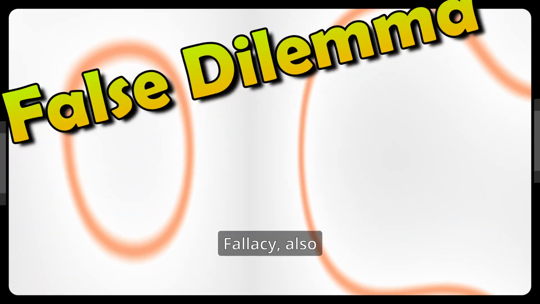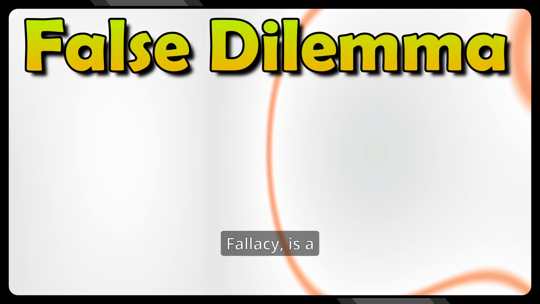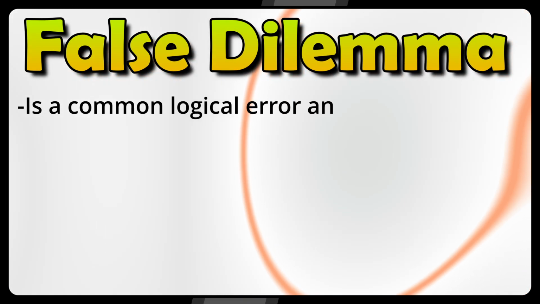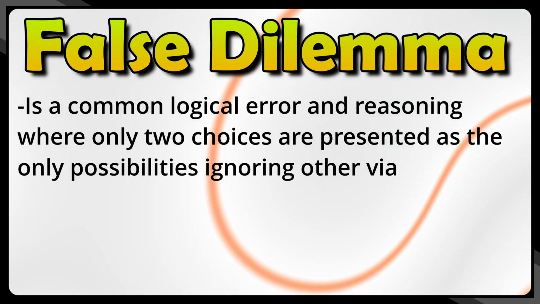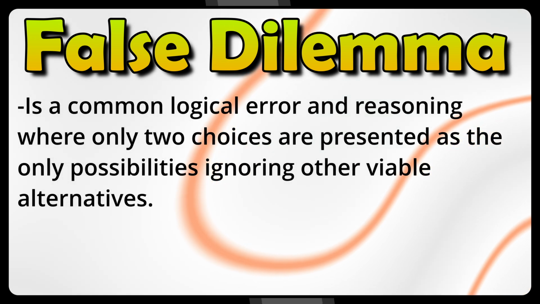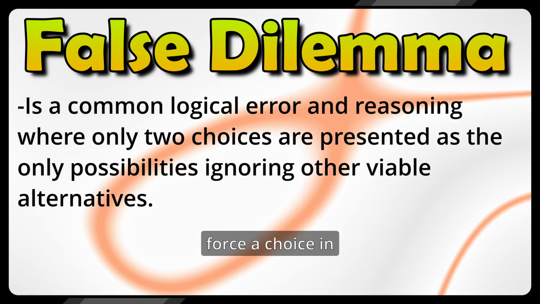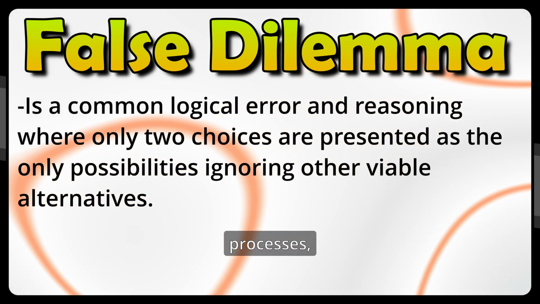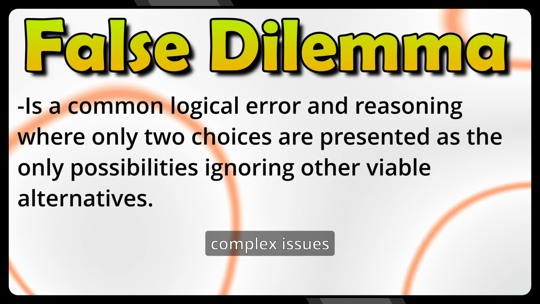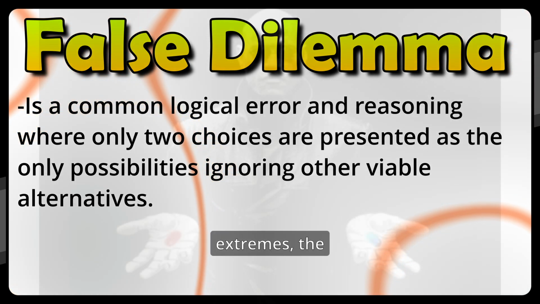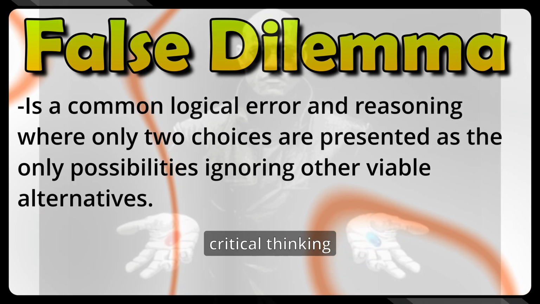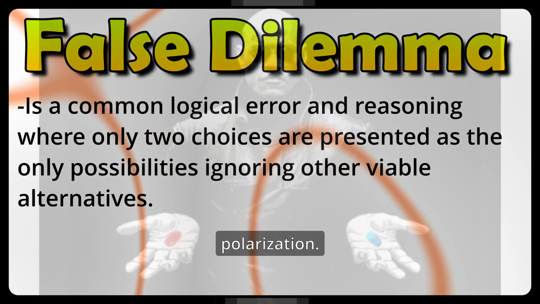The false dilemma fallacy, also known as the either-or fallacy, is a common logical error in reasoning where only two choices are presented as the only possibilities, ignoring other viable alternatives. This fallacy is often used to force a choice in debates and decision-making processes, simplifying complex issues into overly binary options. By presenting only two extremes, the false dilemma fallacy can limit critical thinking and lead to unnecessary polarization.